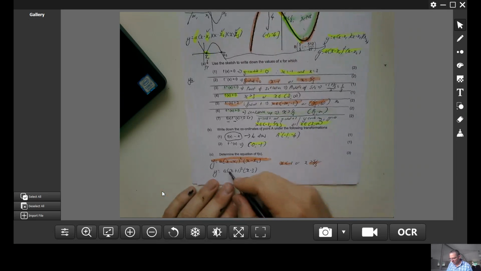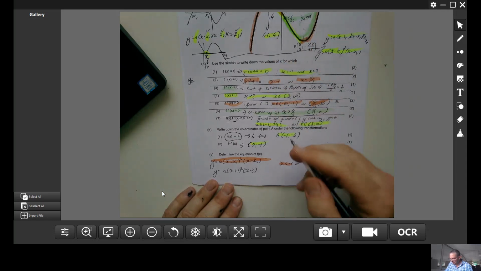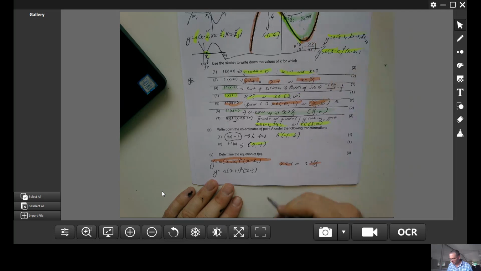Right, but now we've got to figure out a. We know a must be positive because it starts with a positive and ends with a positive. So I must have another point. I've got another point in the graph. It's 0, negative 6. So sub in 0, negative 6.